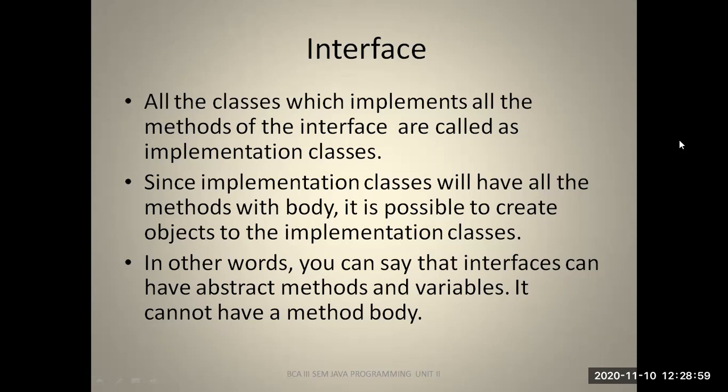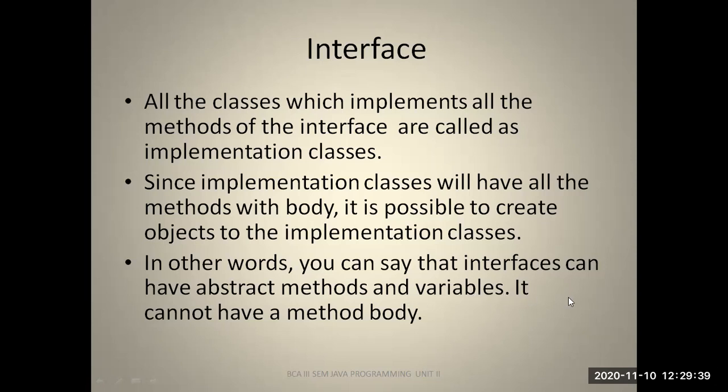Because we are writing a method body for all the methods belonging to the interface, the methods are complete now. The methods have a method body in the implementation classes. So we can create objects for implementation classes, not for interfaces. So you can say that an interface can have abstract methods and variables. Try to understand here: an interface can have variables, not other methods. Only abstract methods and variables will be there.